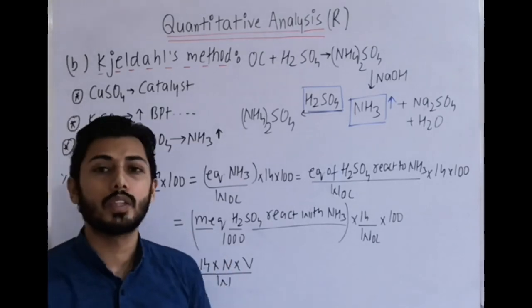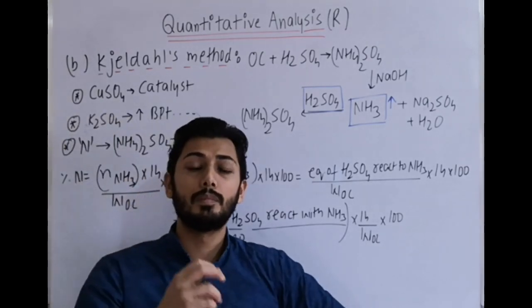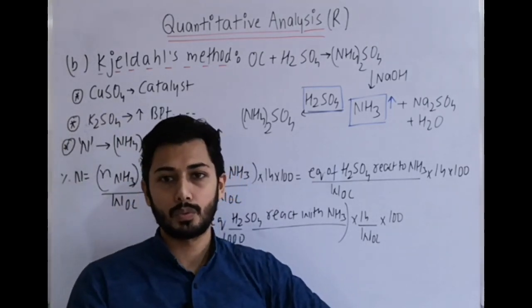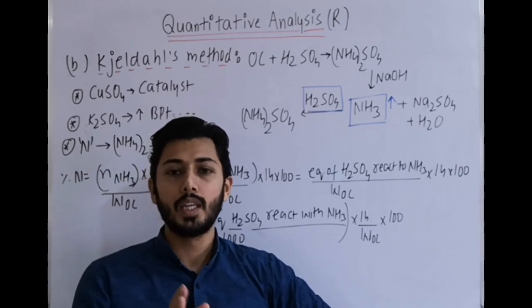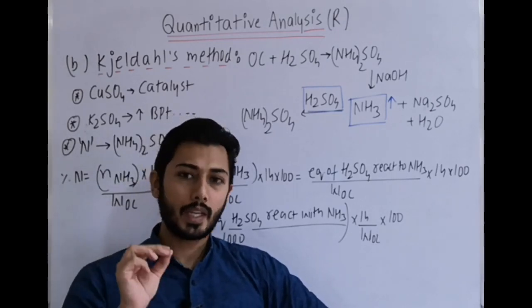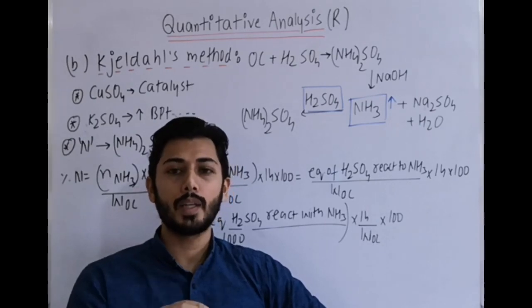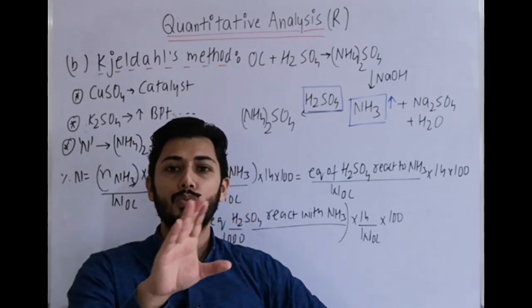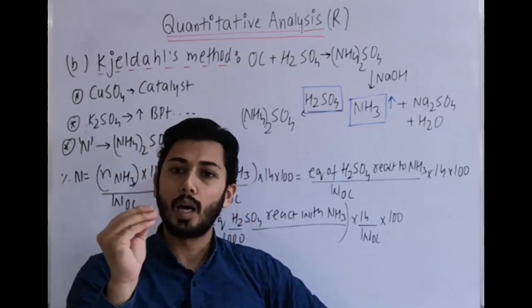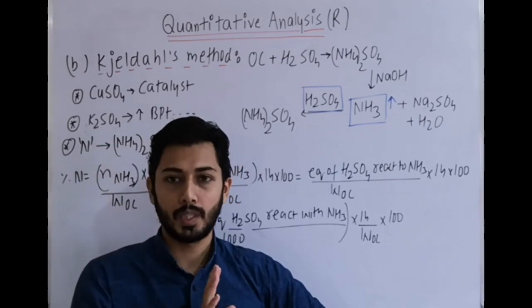Now if the question is giving excess of acid used. Although we use excess of acid, it again depends on the numerical. If excess of acid is used, then what happens? Firstly, H2SO4 reacts with ammonia. Ammonia gets consumed, right?